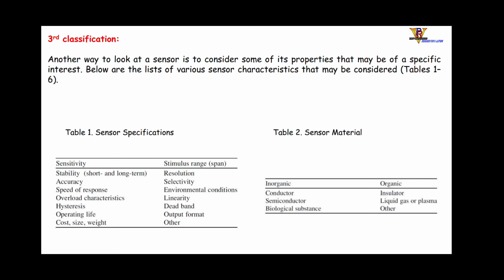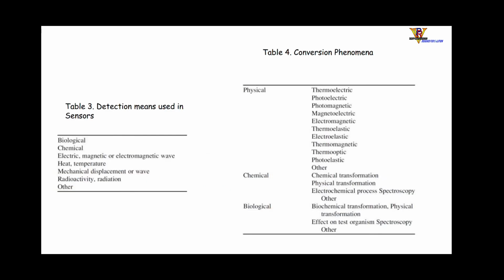Table 2 shows the sensor materials. Organic materials you can use: conductor, semiconductor, biological substance. And inorganic materials you can have: insulator, liquid, gas or plasma, or other materials. Detection means used in sensors: what different detection can we use in a sensor? Biological detection may be there, chemical detection, electric, magnetic or electromagnetic waves we can detect, heat, temperature, mechanical displacement of waves can be detected, radioactivity, radiation can be detected.